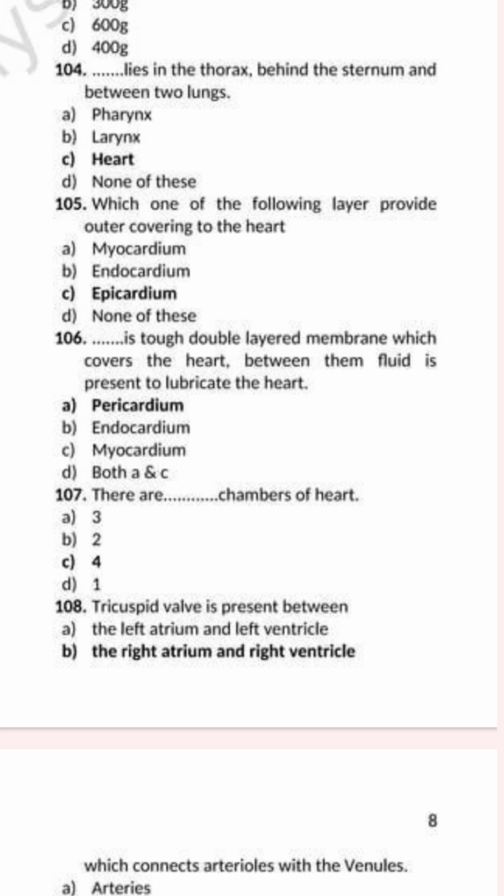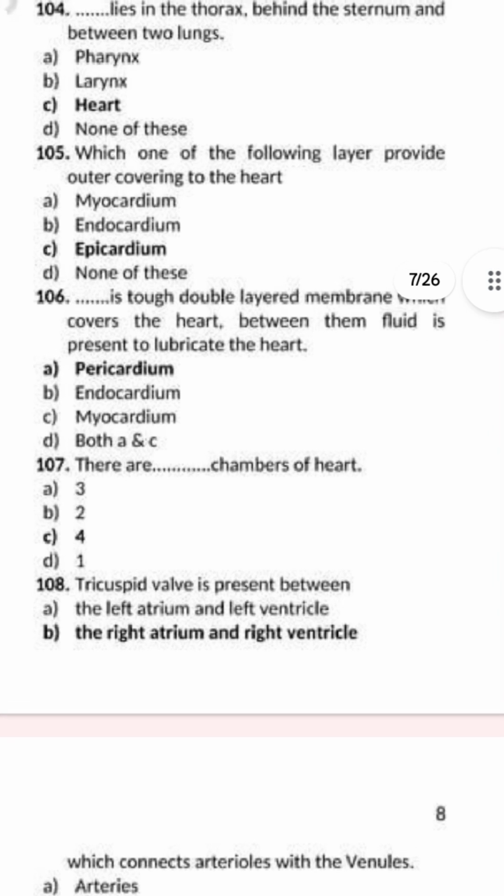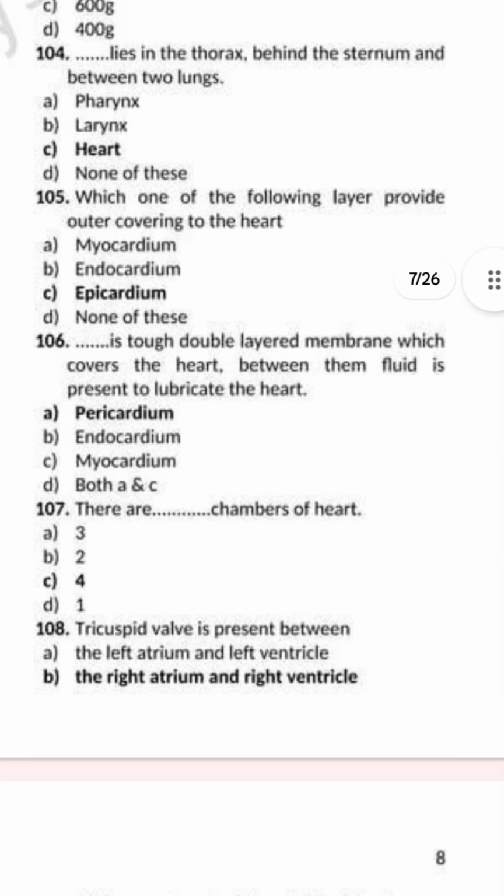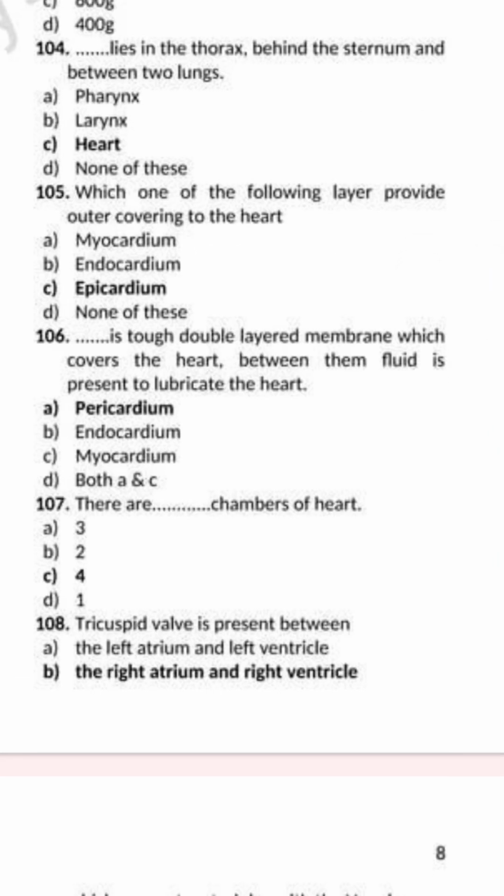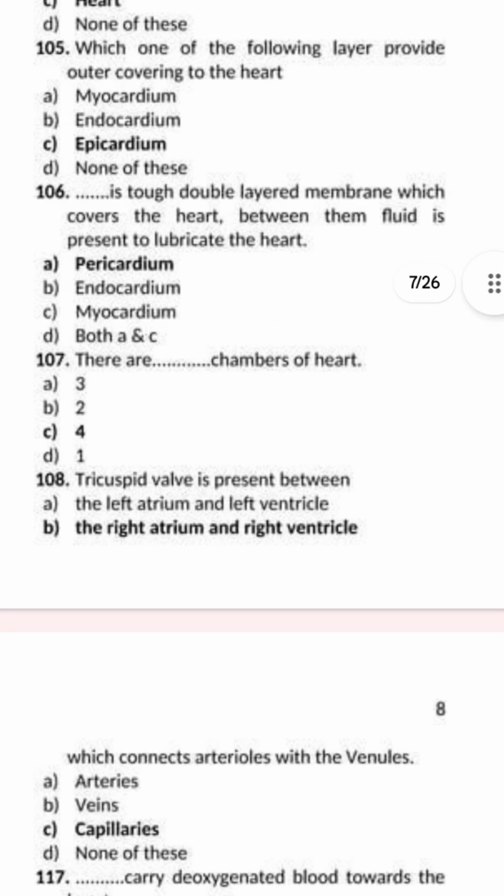Then next, dash is a tough double layered membrane which covers the heart, and between them fluid is present to lubricate the heart. Pericardium, endocardium, myocardium, both. The answer is pericardium. It is a double tough layered membrane that covers the heart, and between them fluid is present, and the function of this fluid is lubrication of the heart. Then next, there are dash chambers of the heart. 3, 2, 4, 1. Answer is 4.